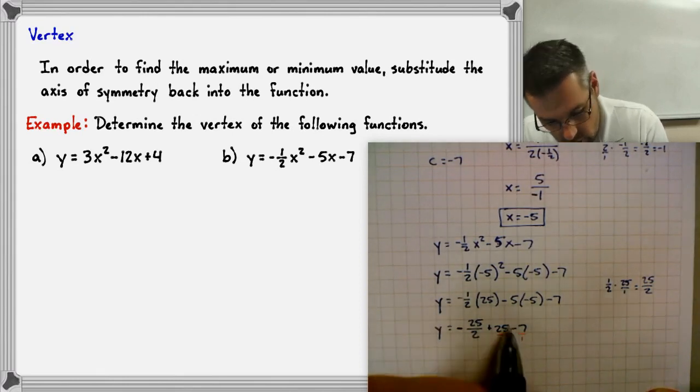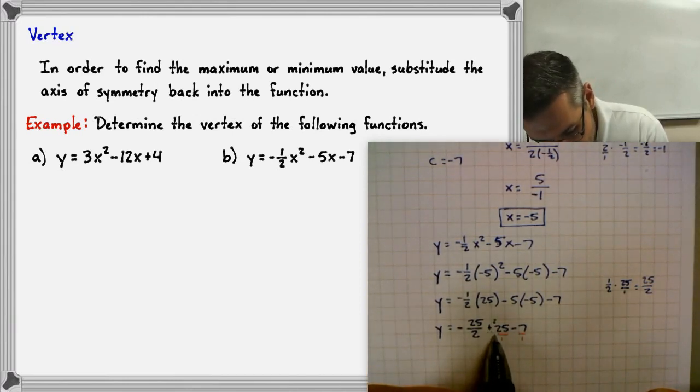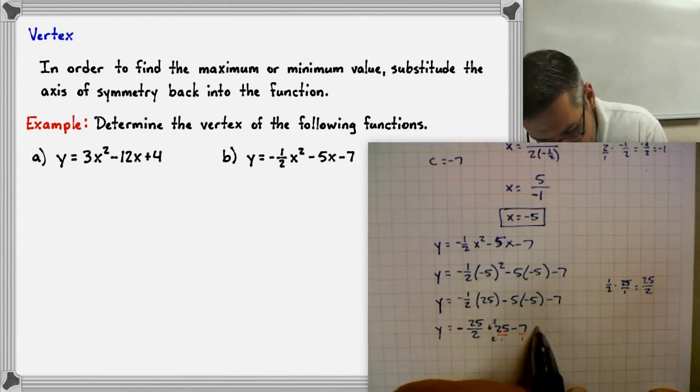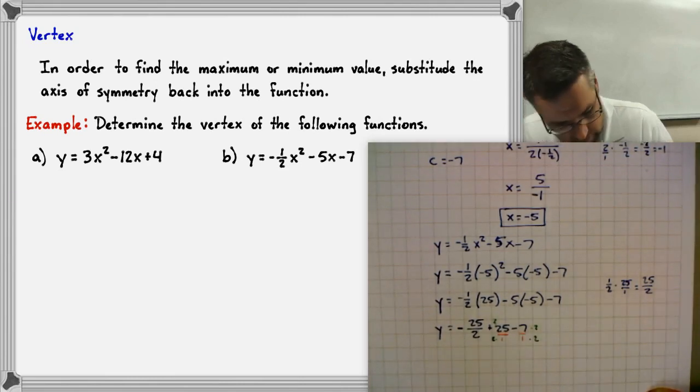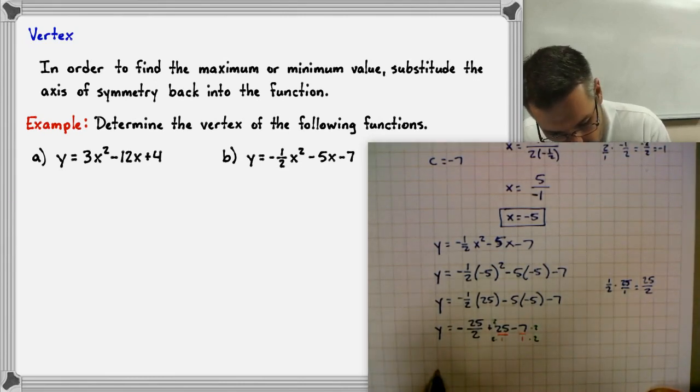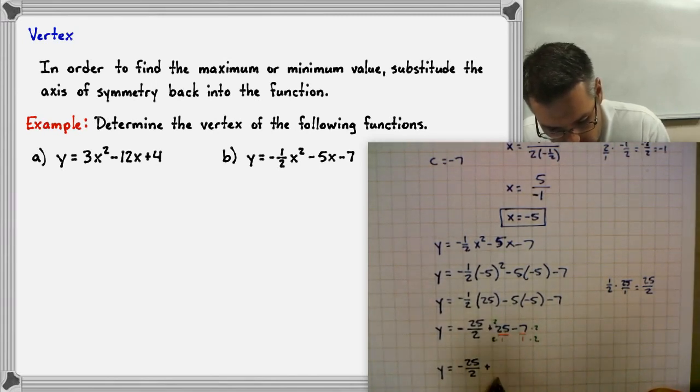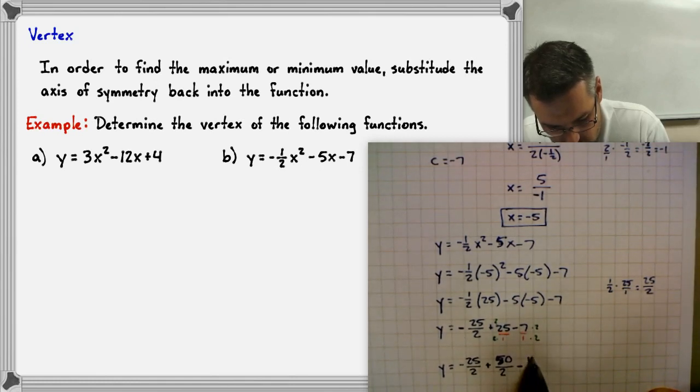So I'm going to go ahead and multiply this by 2 over 2. And then this one as well, 2 over 2. That will give me a common denominator. So I end up with y equals negative 25 over 2 plus, well, 2 times 25 is 50. And then 2 times 1 is 2. Minus 7 times 2 is 14. And then 1 times 2 is 2.